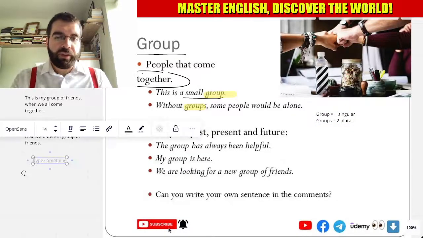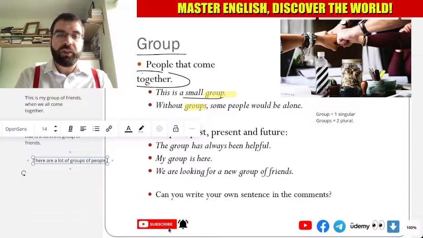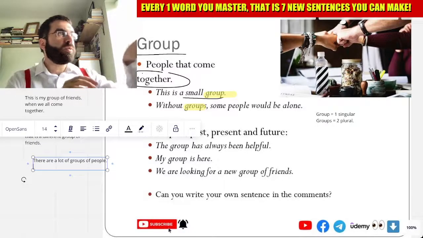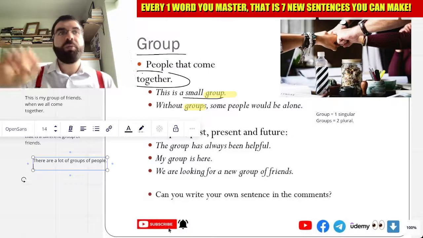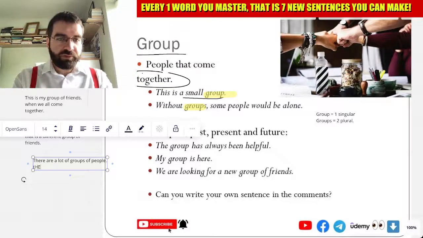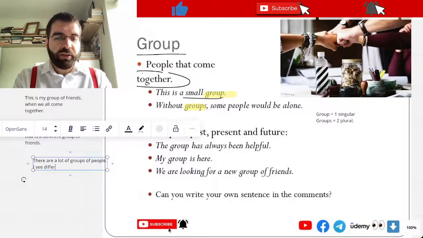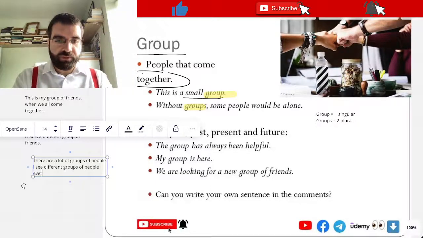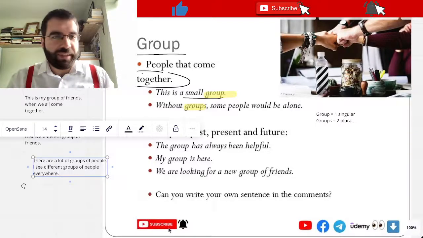There are lots of groups of people. A group over there, a group over here, 3 people. Another group, 4 people. Another group, 5 people. Different groups. I see different groups of people everywhere. Very good. How cool is that?